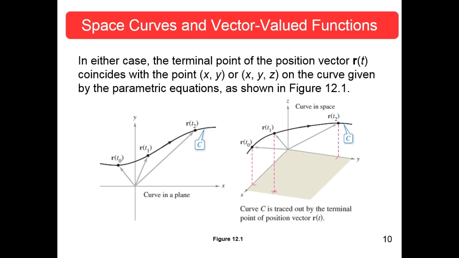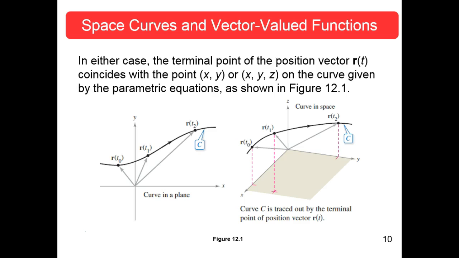In either case, the terminal point of the position vector r of t coincides with the point (x, y) or (x, y, z) of the curve given by the parametric equations. So this is in a plane. When t is equal to t0, that is where the terminal point of this vector r is. Then the vector r at t1 will be here, at t2 it'll be here. So the curve that you just described is like this.